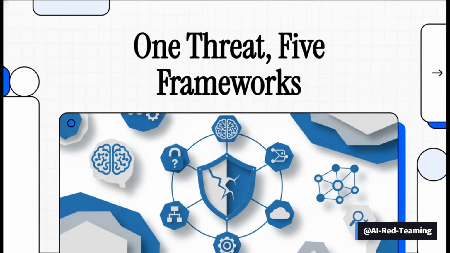All right, let's talk about something really fascinating in AI security. You have one single vulnerability, but depending on who you ask, it could be five totally different problems. How does that even work? Well, it's all about the lens you're using to look at it. Let's dive in and break this down.